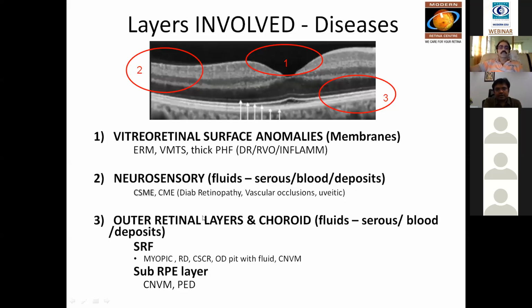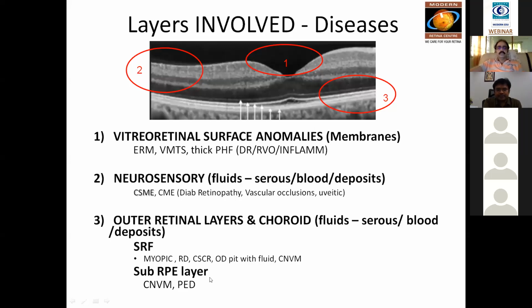Then comes the outer retinal layer and the choroid. The outer retinal layer and the choroid consist of the RPE, the Bruch's membrane, and the choroid. So any pathologies happening in this area, for example, if there is fluid accumulation in the subretinal space, that is what we call retinal detachment, or even in CSCR, that can happen. Even in optic nerve pit with fluid, you get a fluid accumulation in the subretinal space. And even in case of CNVMs, when there is a classic CNVM, the fluid accumulates in the subretinal space.